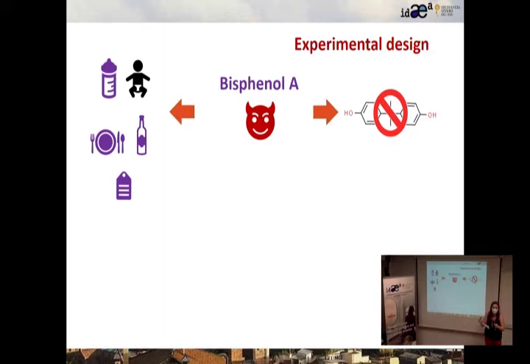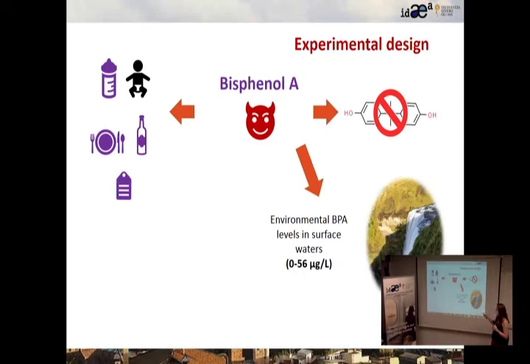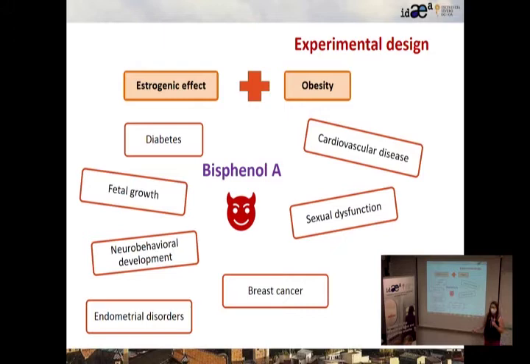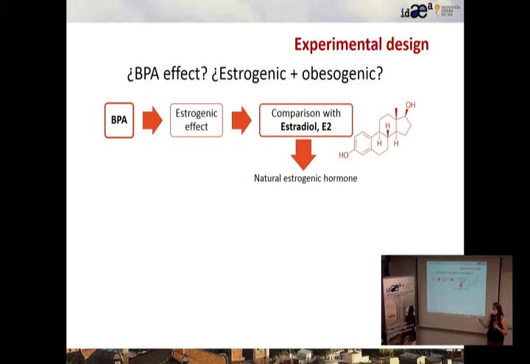So it means bisphenol A is still present in the environment. For example, in surface waters, it can be up to 50 ppb. And it is an endocrine disruptor chemical, as I said. Among all the effects it can cause, I'm focusing just on the estrogenic effect, which is related to reproduction and obesity. The goal of this study was to characterize the BPA effect, the estrogenic part and the obesogenic part.